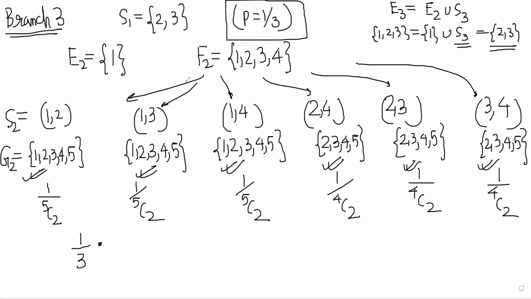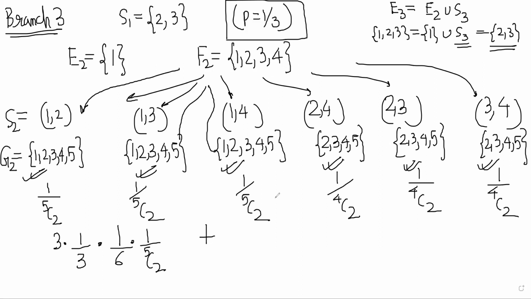Then you could pick any of these branches. All of these branches are allowed. So it is 1 by 6 for each step, right? 1 by 6 for this branch and then 1 by 5C2 here, right? And similarly, here also and here also. So it will be 3 times this, right? Plus for this, it will be 1 by 3 into 1 by 6 into 1 by 4C2, and similarly 3 times here because there are 3 branches with 4C2 probabilities at the end, right?